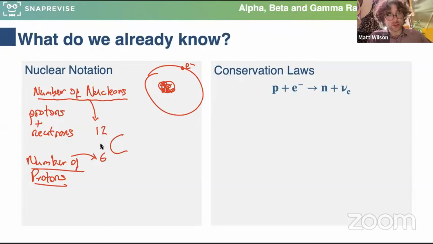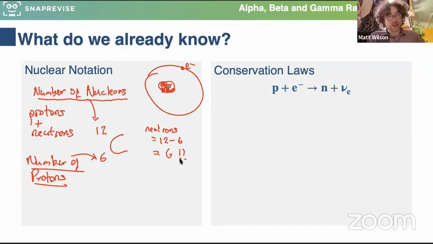From this, we can figure out the number of neutrons by subtracting the bottom number from the top one. So the number of neutrons here is going to equal 12 minus 6, which in this case happens to also be 6.